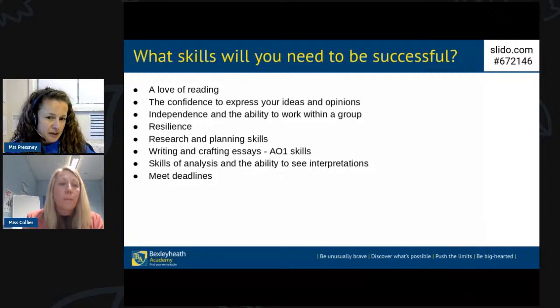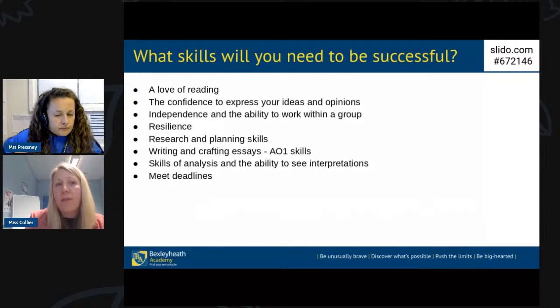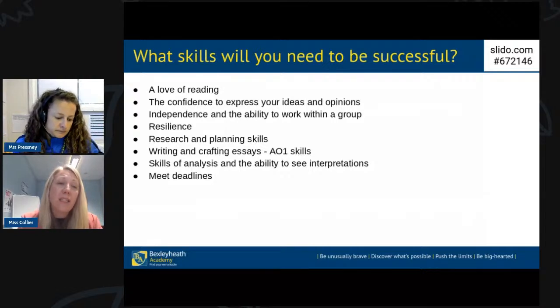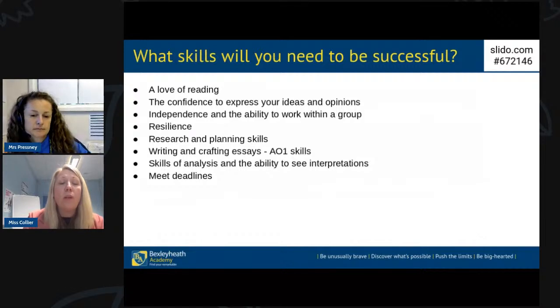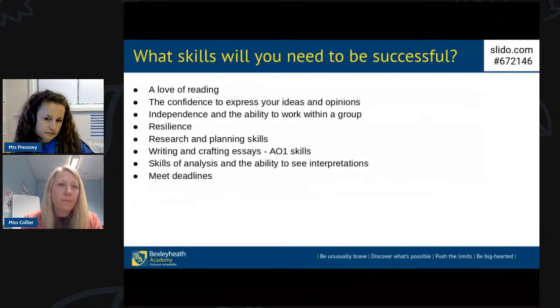So the NEA you said was internally. Right, the NEA is internally marked by me, your class teacher, but then it has to be sent off to be externally moderated. So an examiner would have to check and double check my marking to see if they agree with me. All of the exam units are externally assessed.